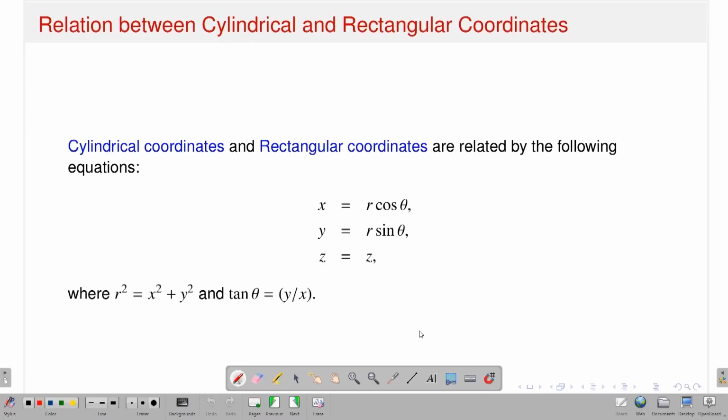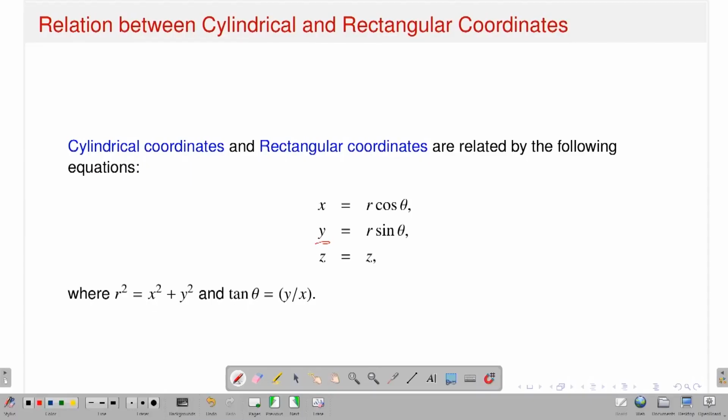Then the relation between cylindrical and rectangular coordinates is given by x equal to r cos theta, y equal to r sin theta and z equal to z. Here little r squared is equal to x squared plus y squared and tan theta equal to y by x. These cylindrical coordinates are convenient when there is an axis of symmetry in the object.